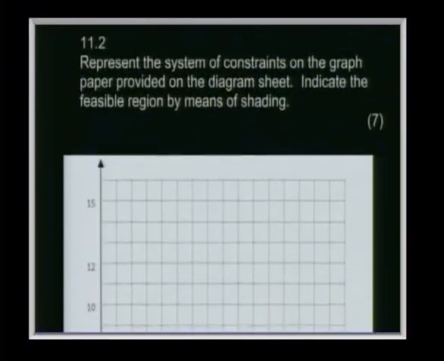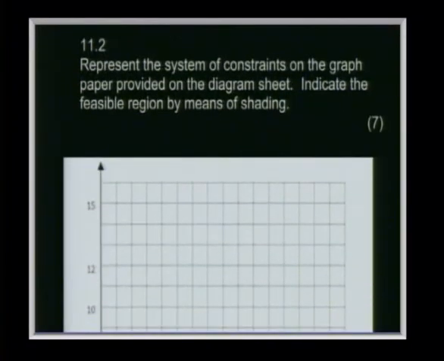Next part of the question. Represent the constraints on the graph paper provided on the diagram sheet, indicating the feasible region by means of shading. All right, so what have we done? We've done our constraints, and now we're going to model them. We're going to make a model of all our inequalities. Well, let's start with the first one.